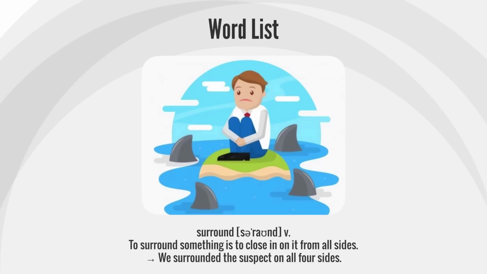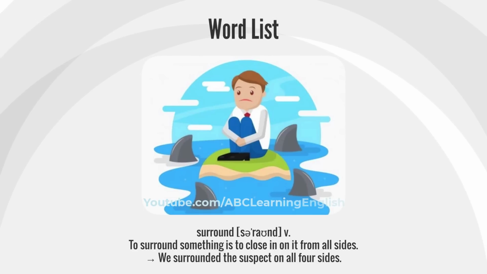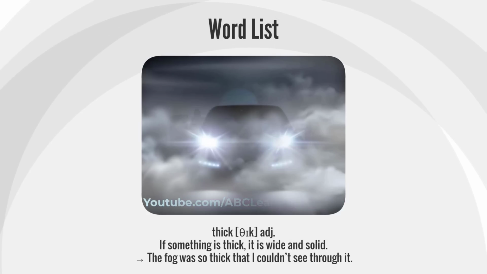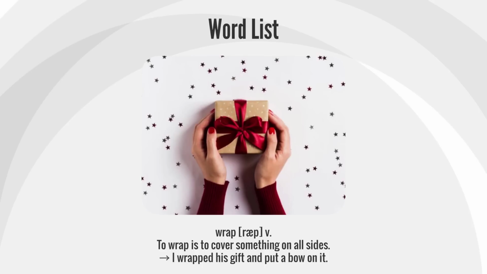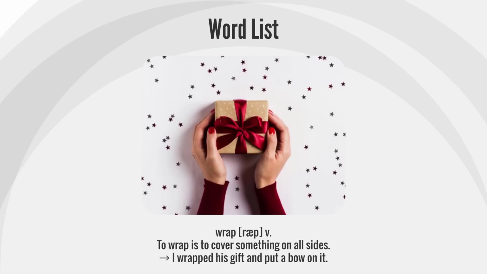Surround. To surround something is to close in on it from all sides. We surrounded the suspect on all four sides. Thick. If something is thick, it is wide and solid. The fog was so thick that I couldn't see through it. Wrap. To wrap is to cover something on all sides. I wrapped his gift and put a bow on it.